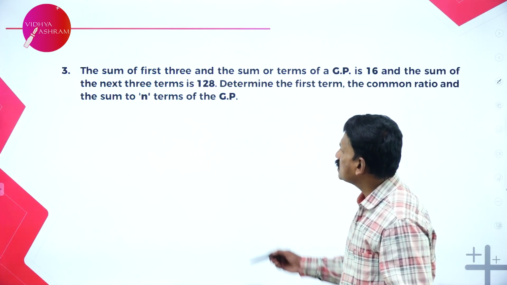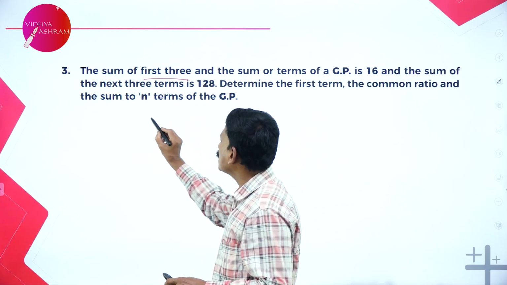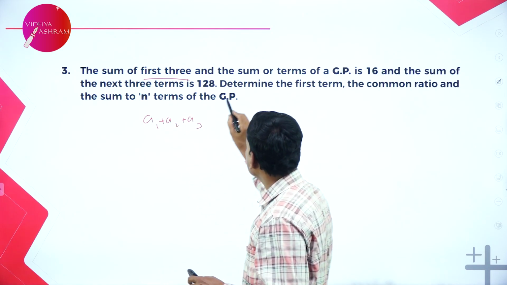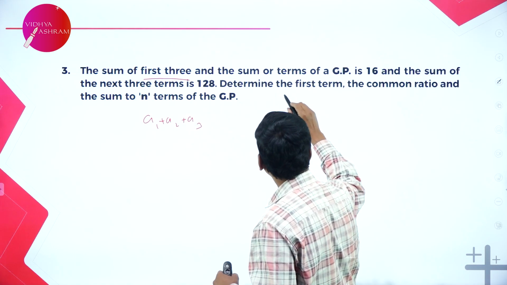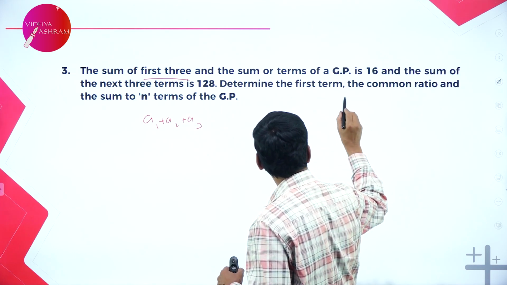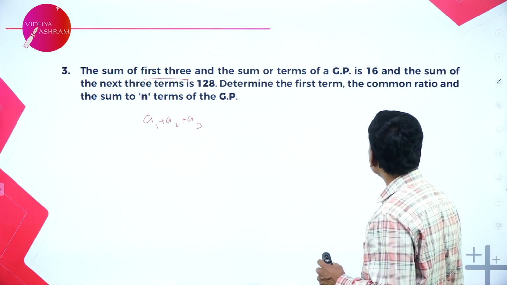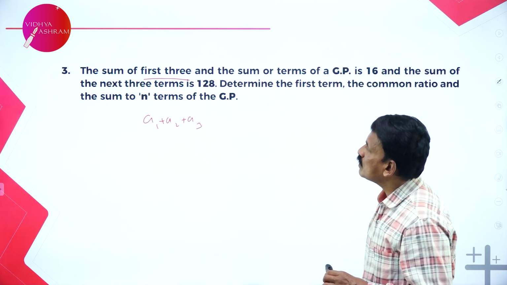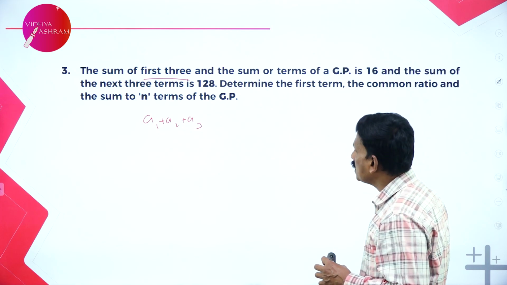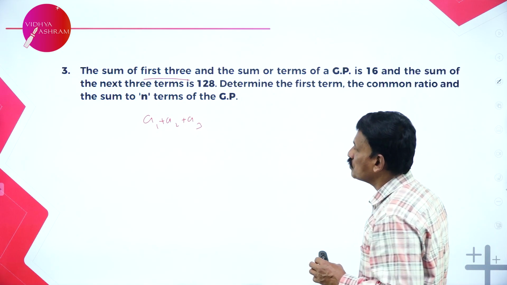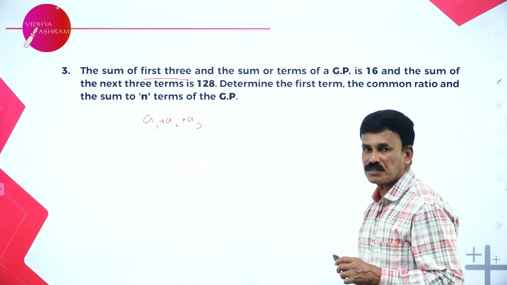The sum of first 3 terms, that is A1, A2, A3, of a GP is 16 and the sum of next 3 terms is 128. Determine the first term and the common ratio and the sum of n terms of the GP.